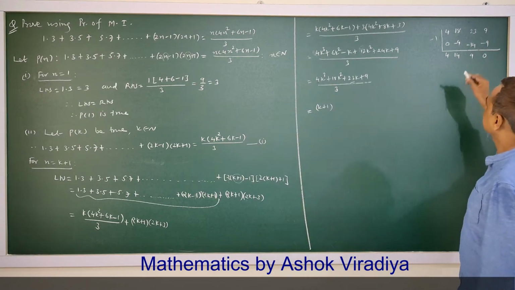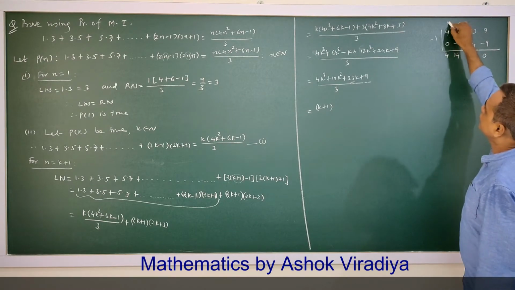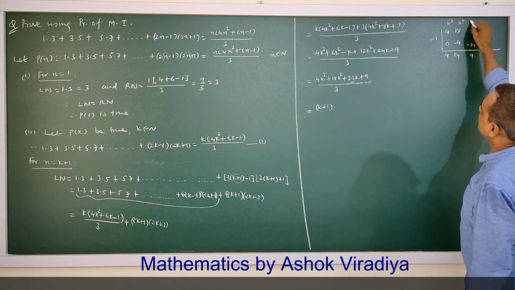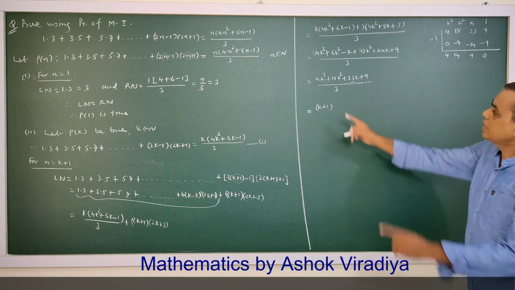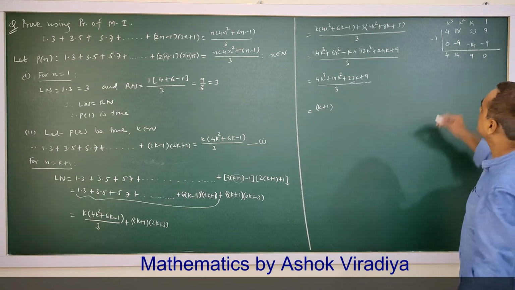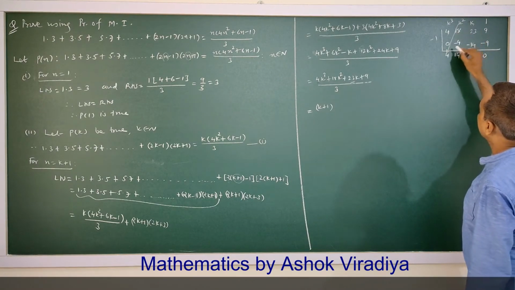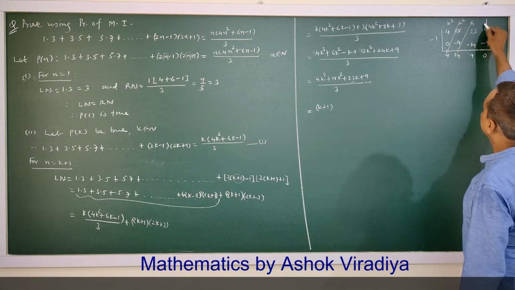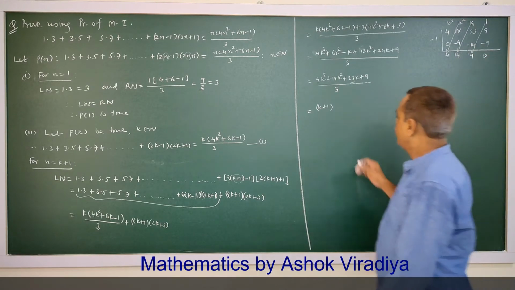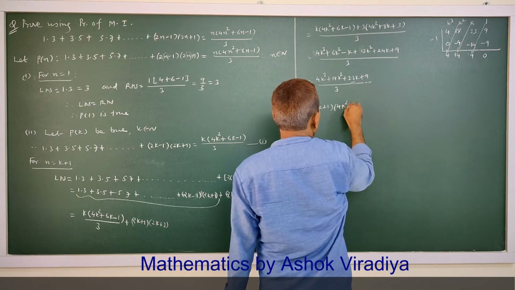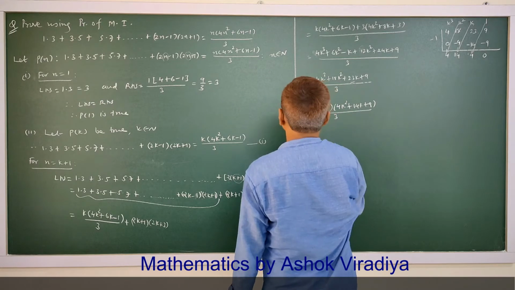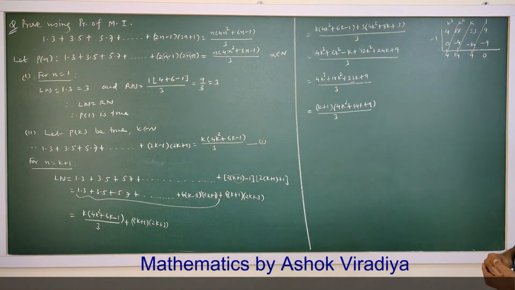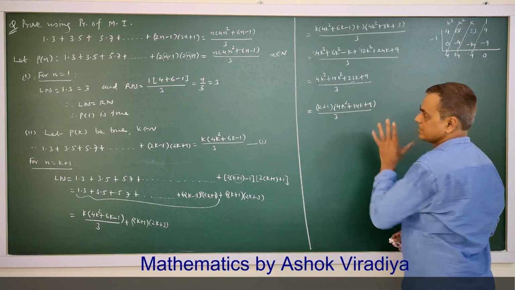So say this was the coefficient of k cube. This was k square. This was the coefficient of k. This was the coefficient of 1. Now after putting the factor k plus 1, the other factor is 4k square plus 14k plus 9 upon 3. Now this term we keep as it is.